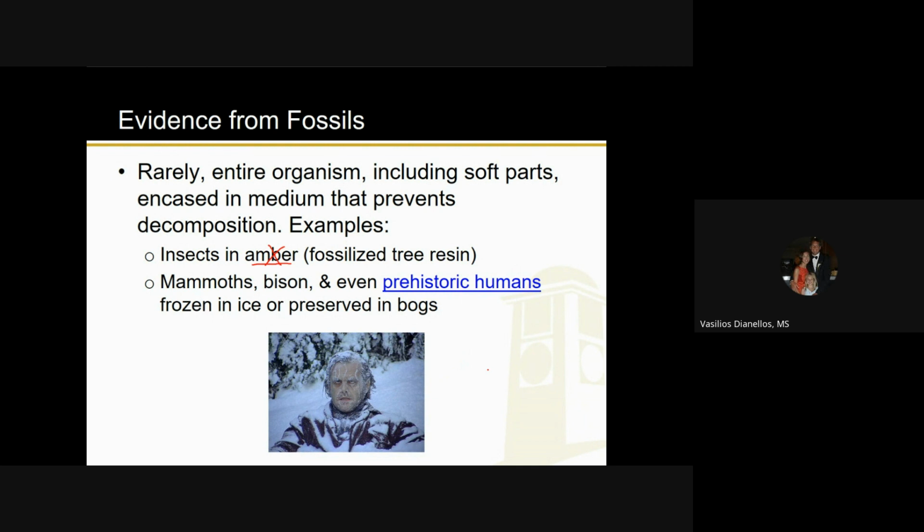Okay, I'm not going to ask you what amber is. I'm not going to ask you what are some things that have been preserved in frozen ice or preserved bogs. Again, the idea that I'm trying to impart here is that it's not just fossils, even though this is the category that we're talking about. But there's also completely preserved ancient organisms.